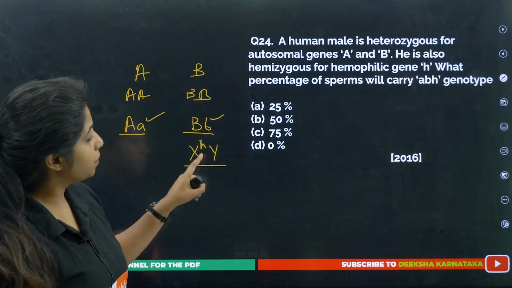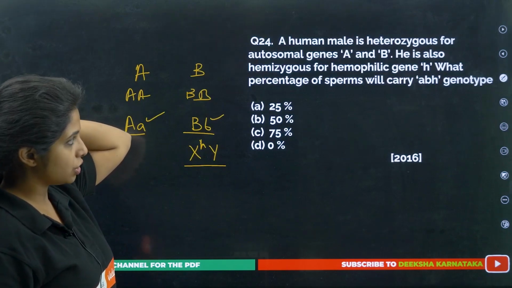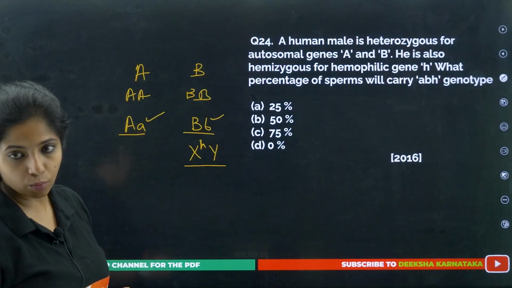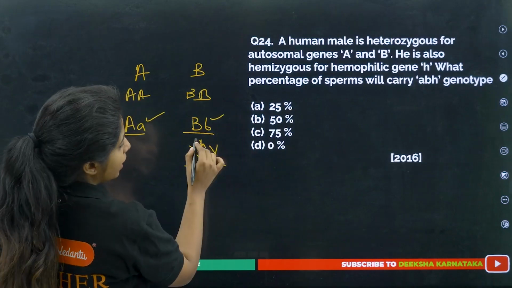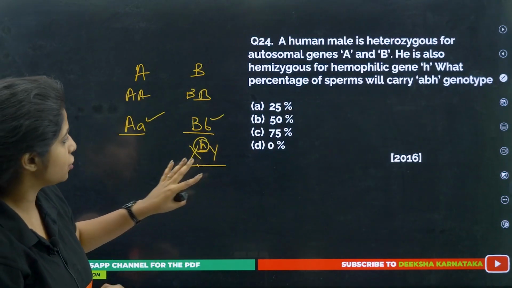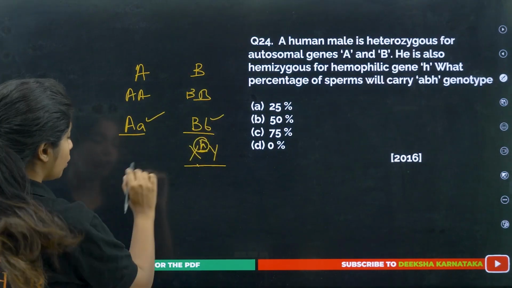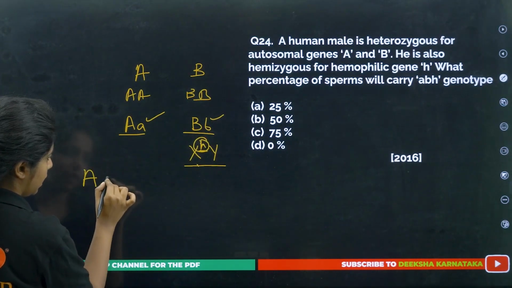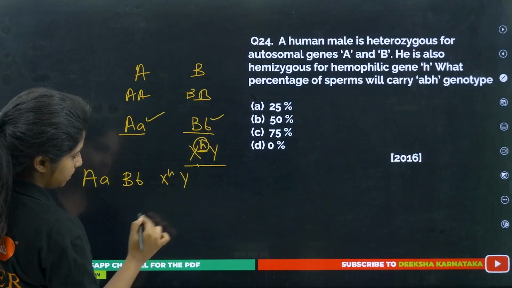Okay, what percentage of sperms will carry the ABH genotype? Instead of writing like this, just understand you're talking about the H gene being here. This is the H gene. So, what percentage of the sperm will be carrying the ABH gene? What all does he already have? He has AA, BB, and he has this.